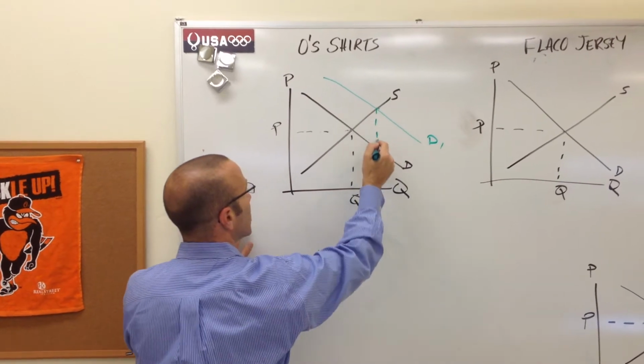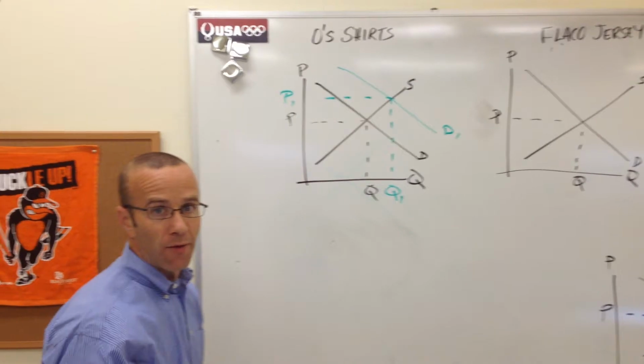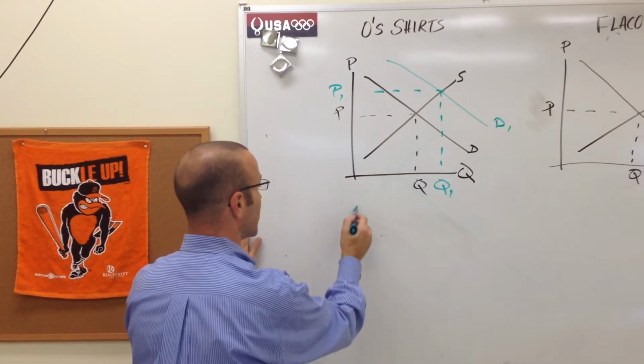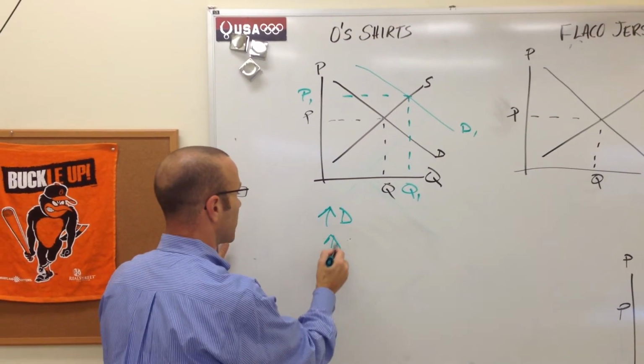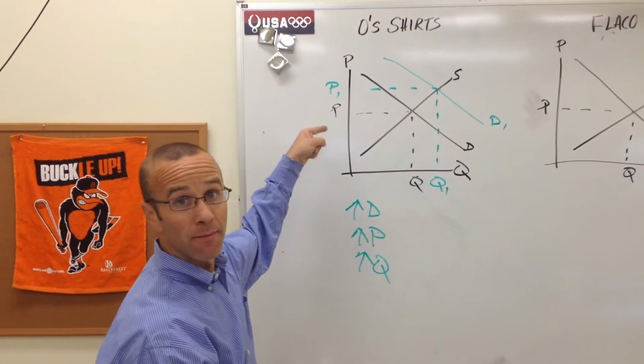You get D1, Q1, and P1. So, now we can do our analysis. When demand increases, the market price goes up, and the market quantity goes up. How do I know? My graph tells me so.